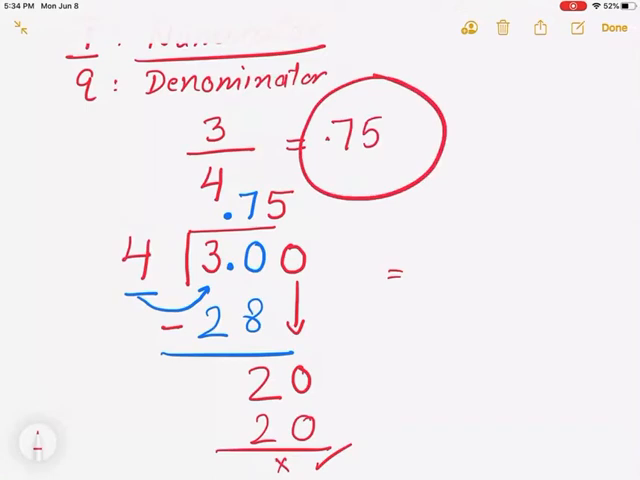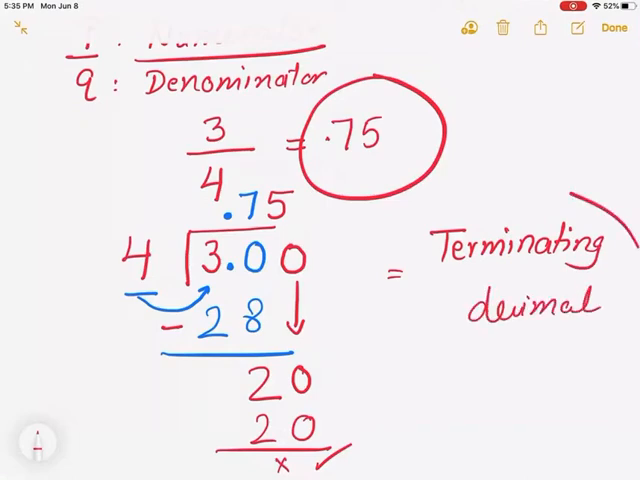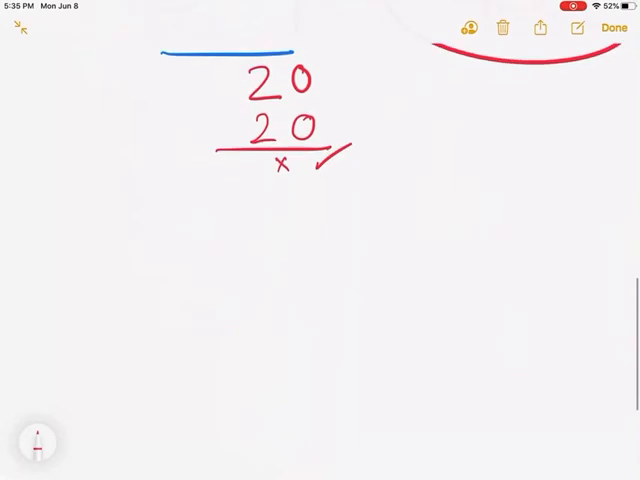Anyways, so your answer is 0.75. Here you go. So is it repeating or is it terminating? Does it stop or does it keep on repeating the pattern? What I see is it stopped at 5. So it means it's a terminating decimal. Okay, now let's move on to my next example.